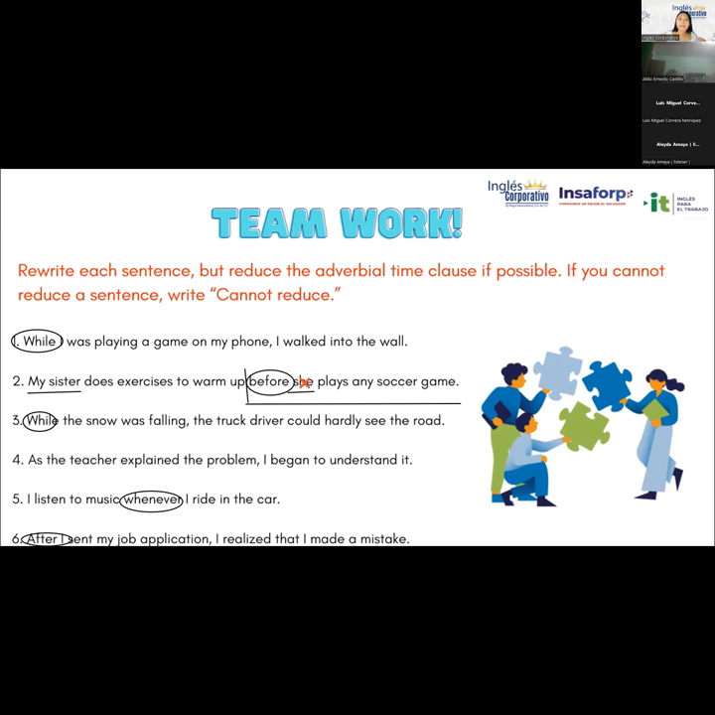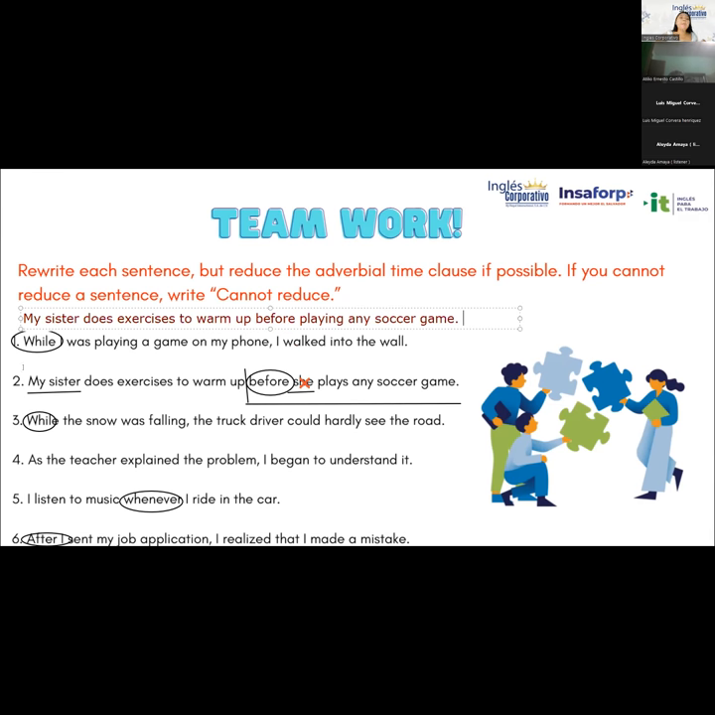Ahora viene algo que acaba de mencionar Aleida, que es la posición. Bien, podemos hacerla de dos maneras, ¿sí? La voy a hacer aquí. Bueno, la primera sería así como está: my sister does exercises to warm up before playing any soccer game. Entonces, esa sería como la normal, que quedaría igualita como está ahí, ¿verdad?